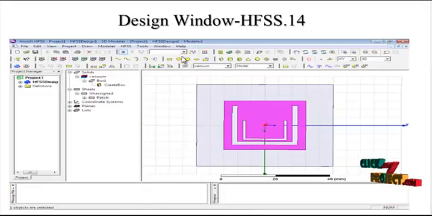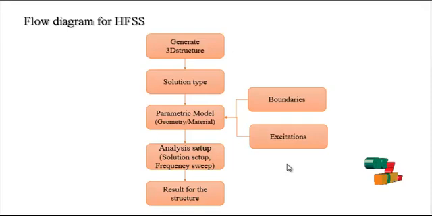So this is the design window of the process. Here we are using the two U-slot antenna. This is the patch, and here we are using the two U-slots, and this is the substrate of the process. By using all of this design, we calculate the results of the structure: radiation pattern, return loss, VSWR, bandwidth, and various other antenna parameters, and similarly the 2D and 3D of the structure. So this is the overall flow diagram of the process.